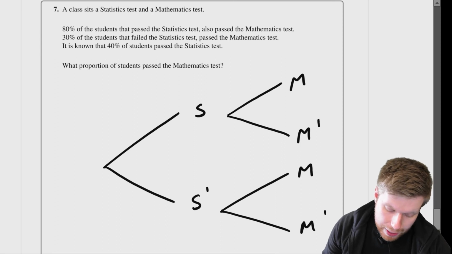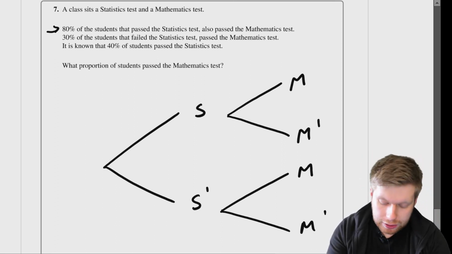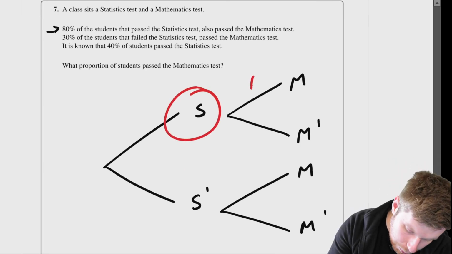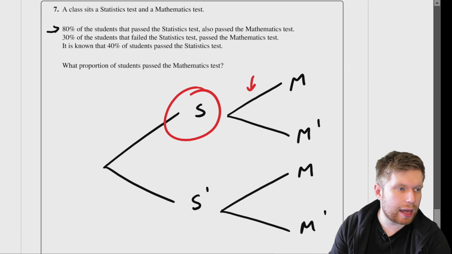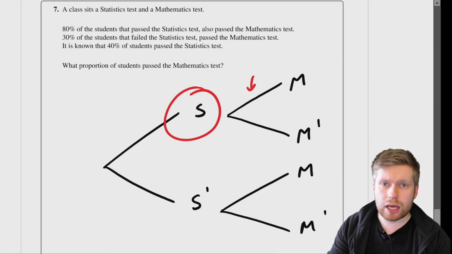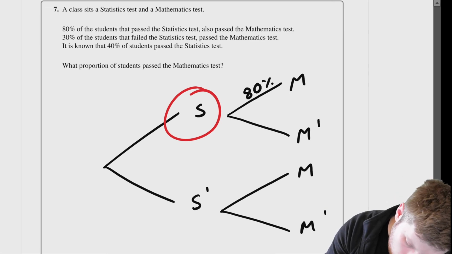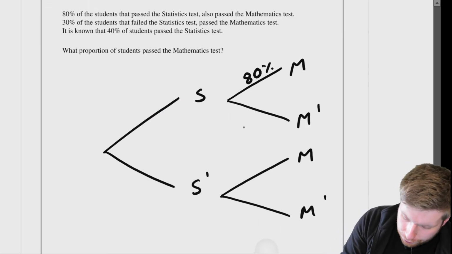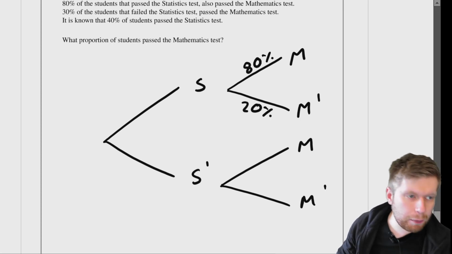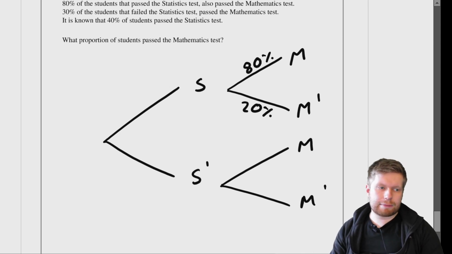So let's have a look at the first one. We're told 80% of the people that pass the statistics test, so these people here, go on to pass the mathematics test. So that's the probability that has to go on that branch there. So if you pass the statistics test, there's an 80% chance that you go on to pass the mathematics test as well. So it's going to be 80% there, which means that immediately I get some information for free. I know that this probability here must be 20%. In other words, of the people that pass the statistics test, 20% of them go on to fail the mathematics test.